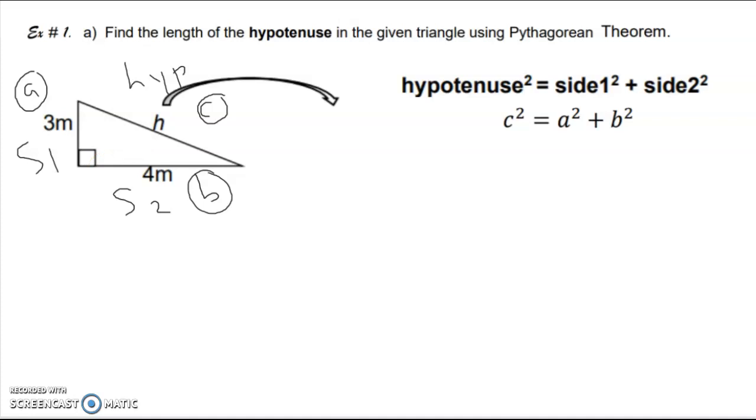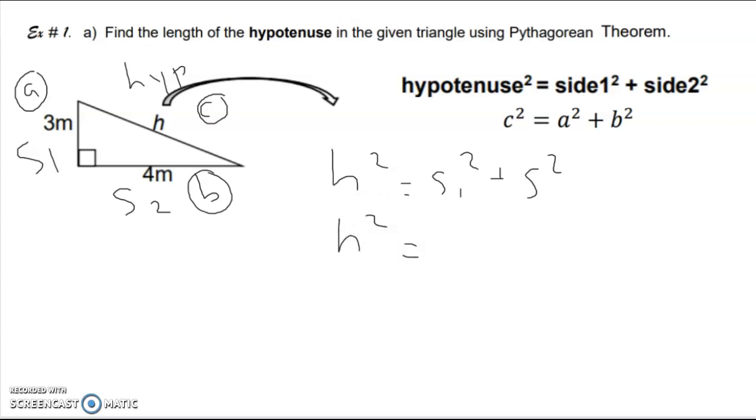Okay, so let's solve this triangle. Enough talking. I'm going to use the top formula. Hypotenuse squared equals side 1 squared plus side 2 squared. So next step, we do not know what our hypotenuse is. They gave us an h. So I'm going to keep it h squared.